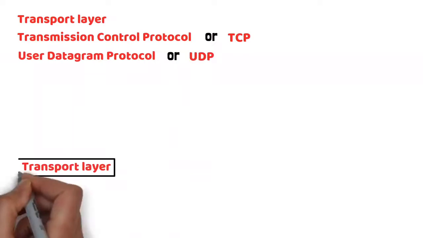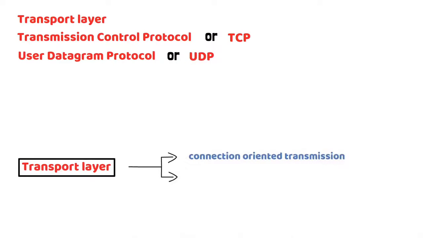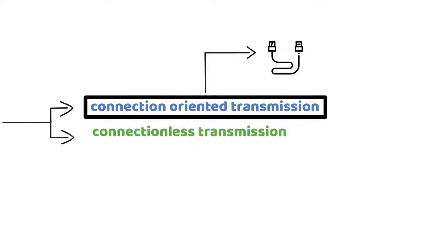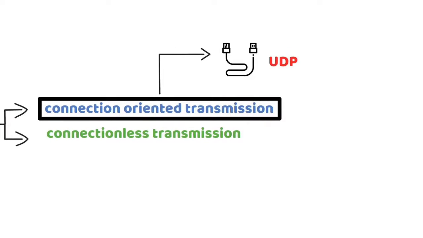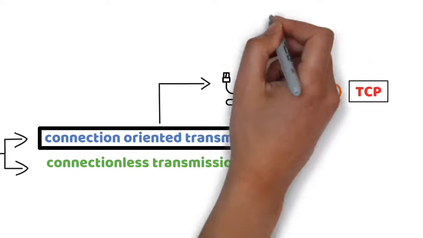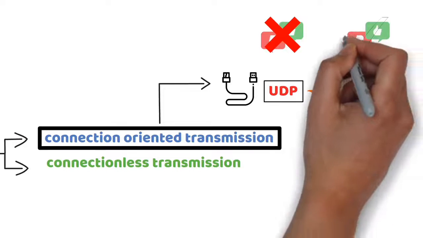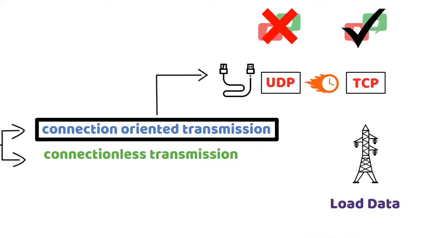The transport layer performs two types of services: connection-oriented transmission and connectionless transmission. Connection-oriented transmission is done via a wire connection. Connectionless transmission is done by UDP. UDP is faster than TCP because it does not provide any feedback whether data has really transferred, whereas TCP provides feedback. Therefore, lost data can be retransmitted in TCP.